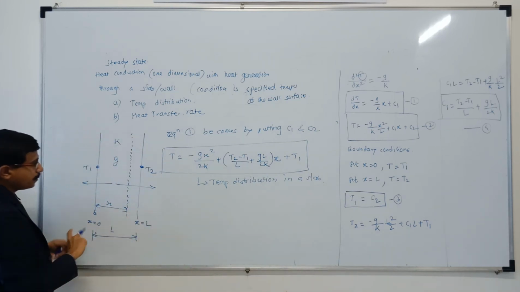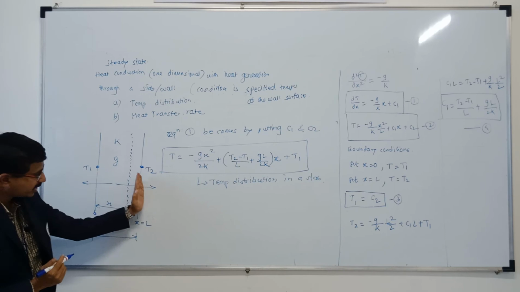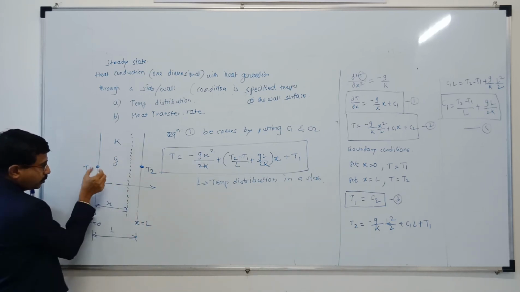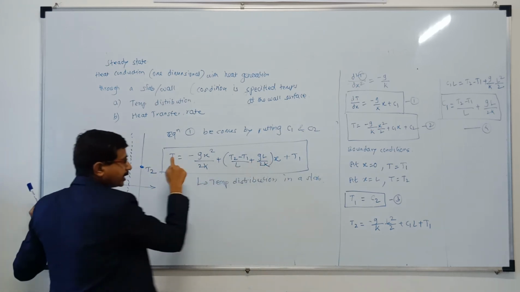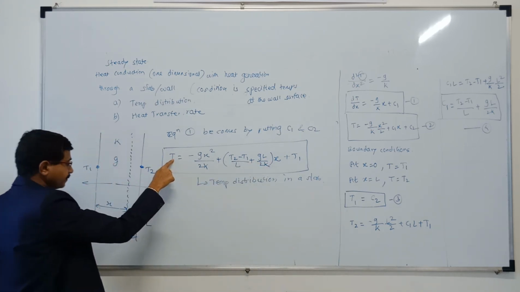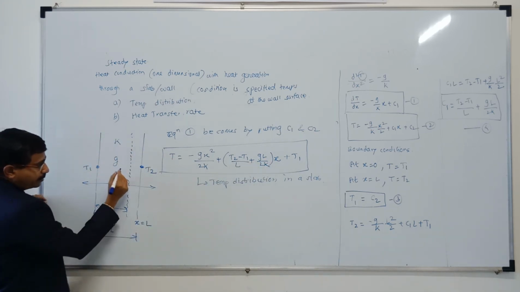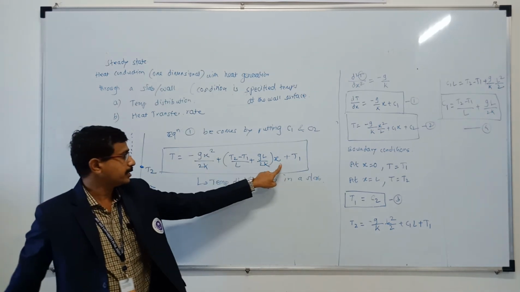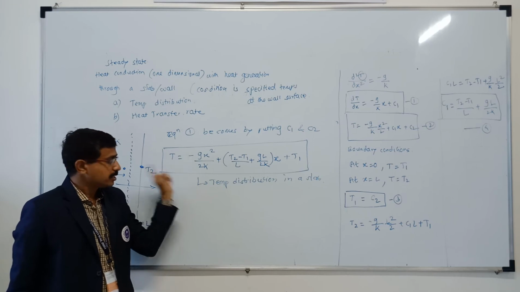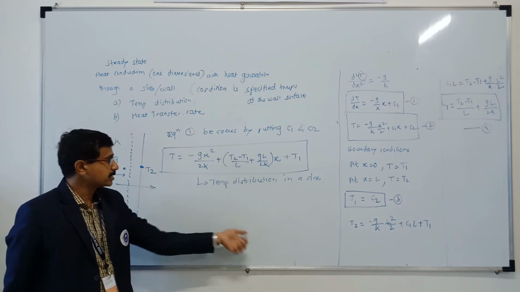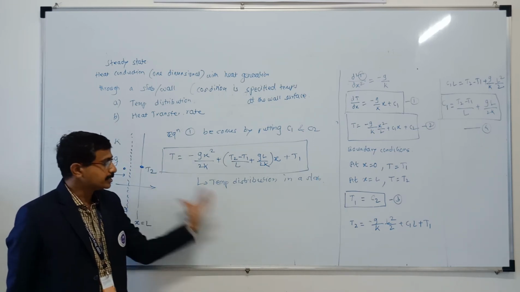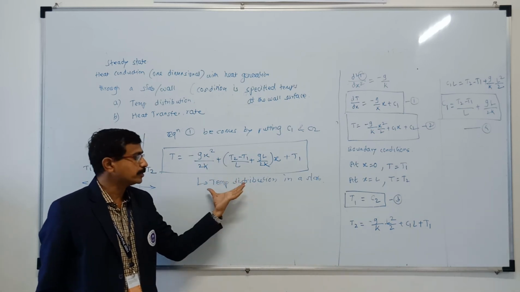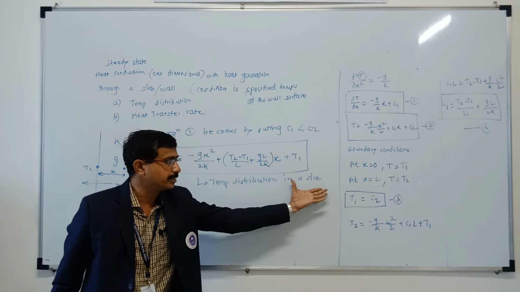So for any value of x, right from left face to right face inside the material, for example I want the temperature here. What is the value of x here? Put it here, you will get the answer. What is the temperature at that point? Let us say at this point I want to know the temperature. What is the value of x here? Put it here, you will get the temperature at that point. So just give the value of x, you will get the temperature at that point. That's why this equation is used to determine the temperature distribution in the slab.